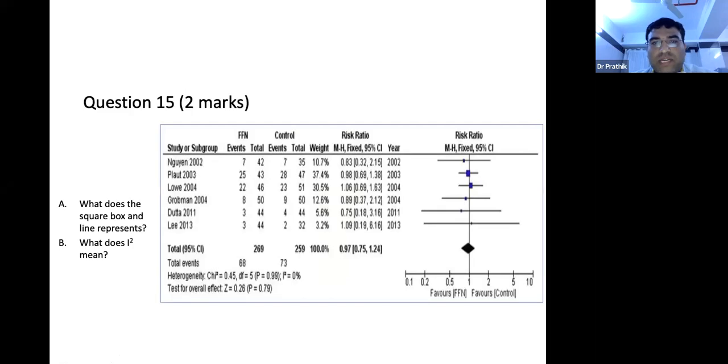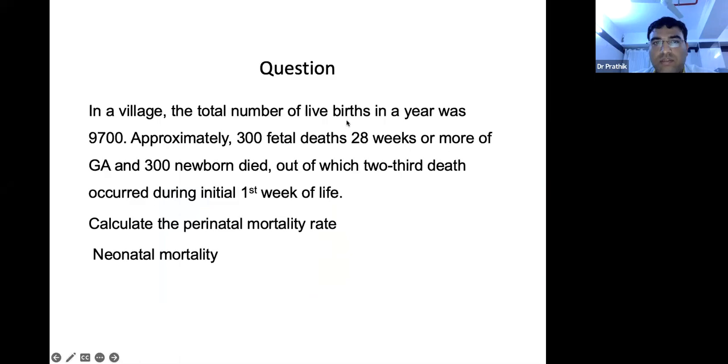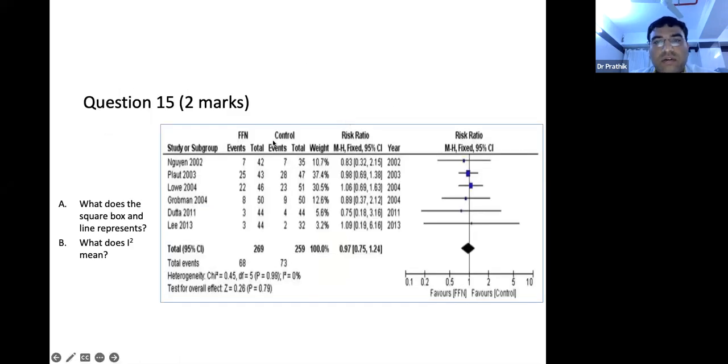So I'm going to skip the statistics question. Okay. Yes, this is a forest plot. Can anyone mention what the square boxes represent here? This can be asked as a common OSCE question for you. So this is a forest plot. What does this box represent? I'm not asking about this line. What do the solid boxes represent?